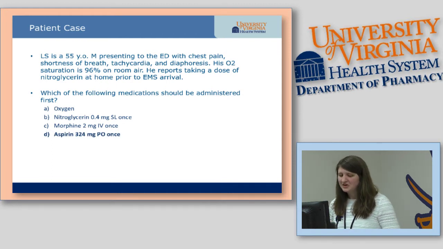It's aspirin, 324 milligrams by mouth once. As we just discussed, aspirin is the only pillar of the MONA that actually decreases mortality. He also had normal oxygen saturation and had already taken a dose of nitroglycerin, so that's not the first thing on our priority list.